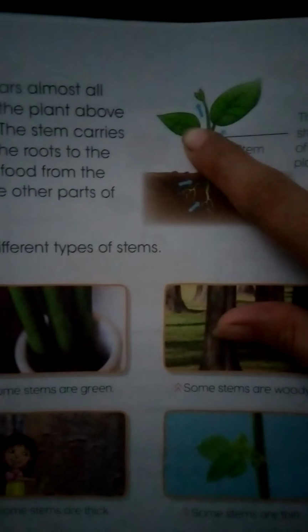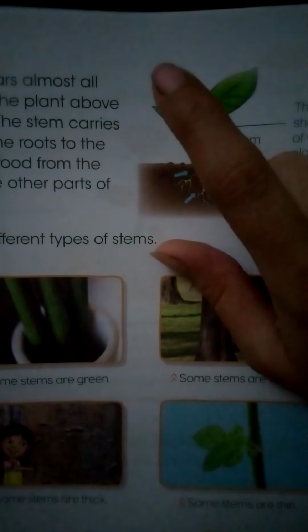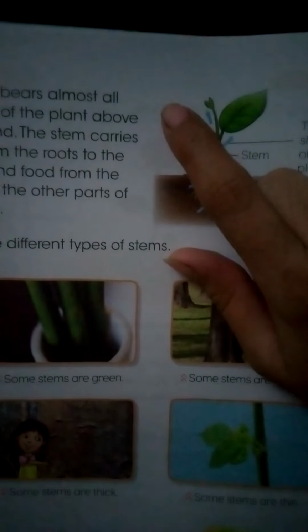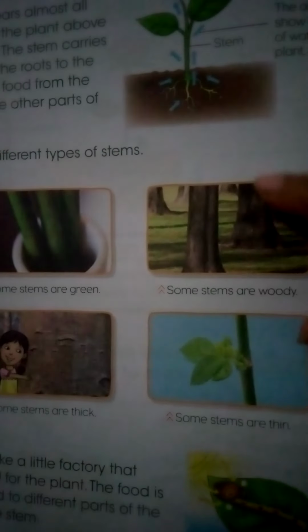They take water to the leaves, and leaves make their food. Plants make their food in the leaves, and the stem carries the food to the other parts of the plant. When the plants are different, the stems are also different. There are different types of stems. Some stems are green, some are woody, some are thin, some are thick. There are different types of plants, and when the plants are different, their stems are also different.